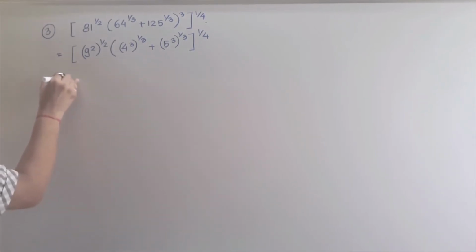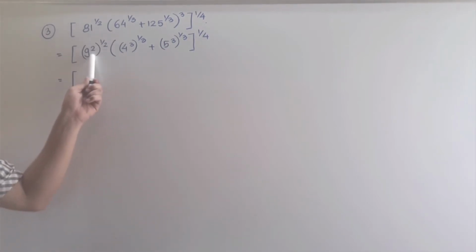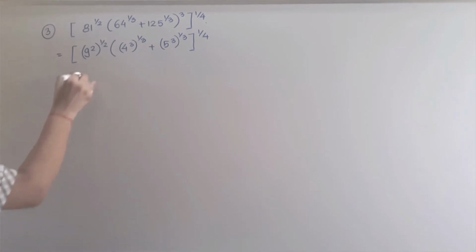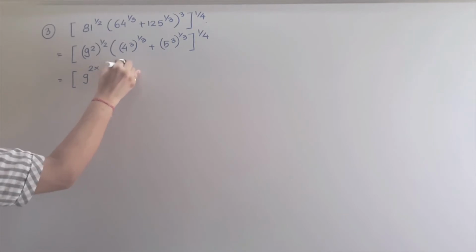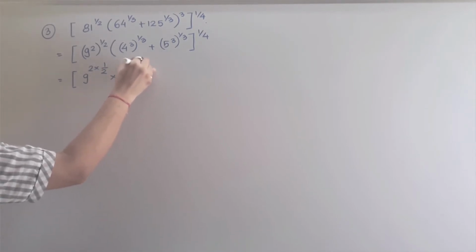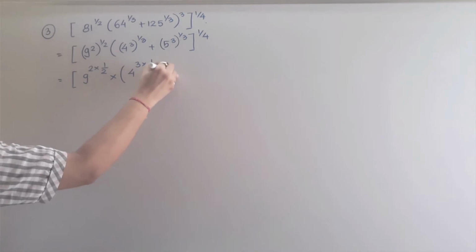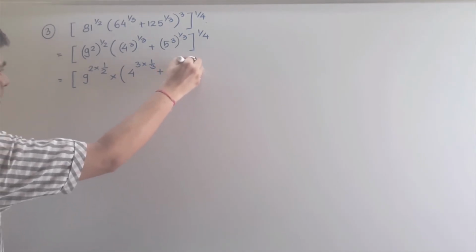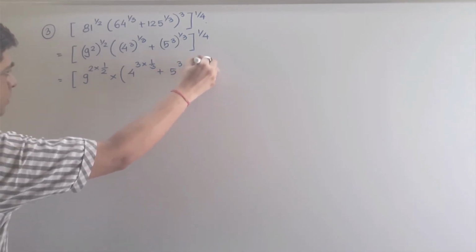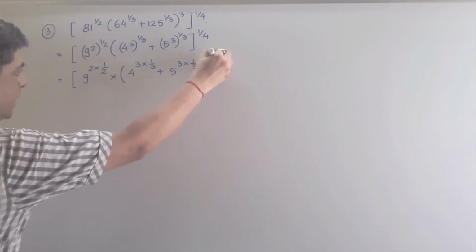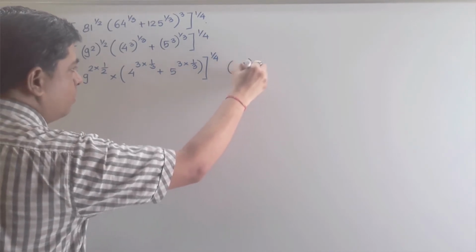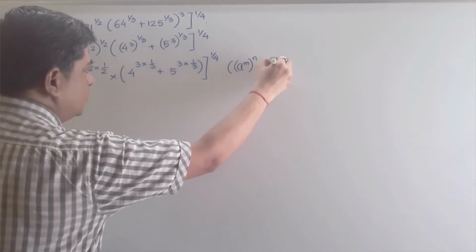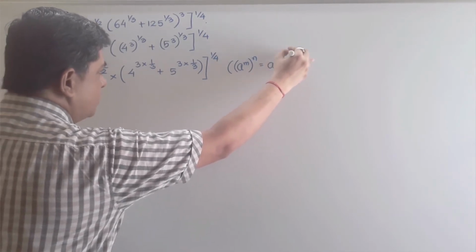Now you know that one thing, if a term contains 2 powers, their powers will get multiplied. So 9 to the power, this will be 2 into 1 by 2 into bracket 4 to the power 3 into 1 by 3 plus 5 to the power 3 into 1 by 3. Okay, and then whole power is given here as 1 upon 4. Here I am writing the formula: a to the power m whole power n is equal to a to the power m into n.